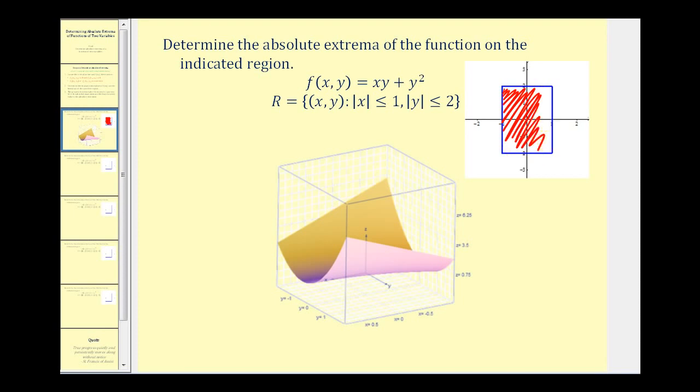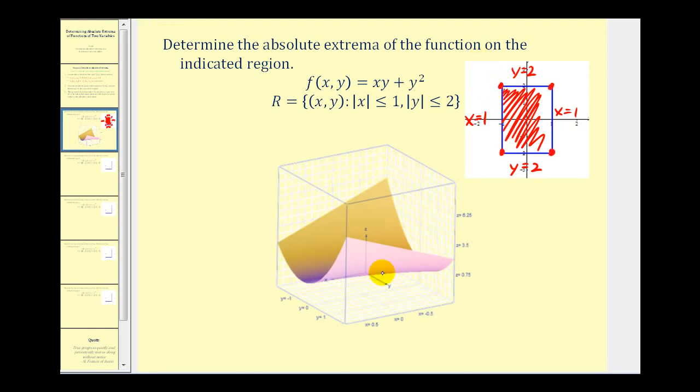So when we talk about the boundary, there are two vertical boundaries and two horizontal boundaries. This boundary here would be x equals 1, and the boundary to the left would be x equals -1. The boundary on top would be y equals 2. The boundary on the bottom would be y equals -2. So we have to consider the function values along these four lines as well as the corner points.